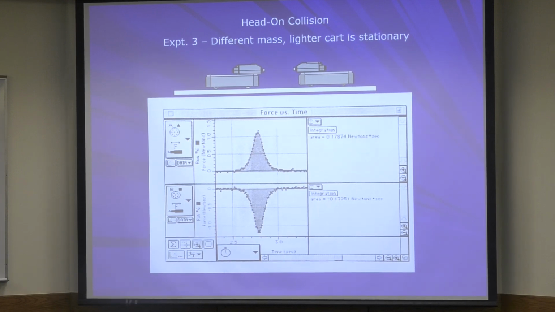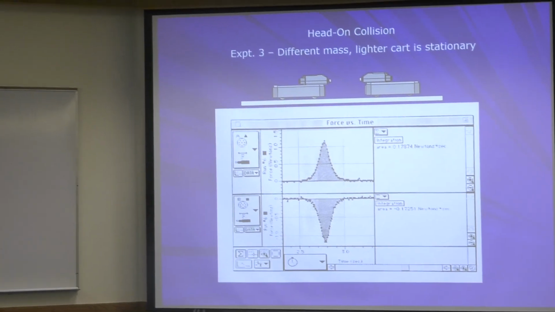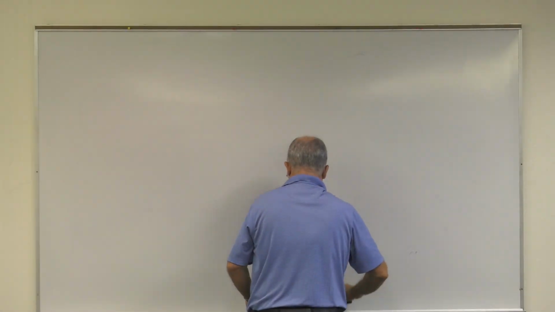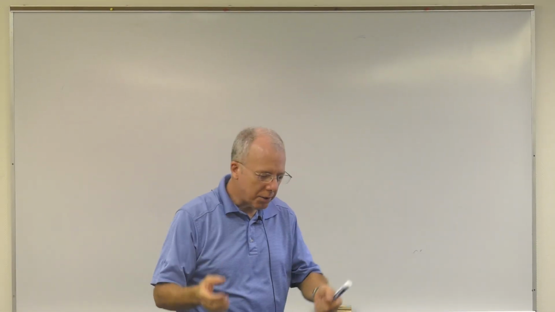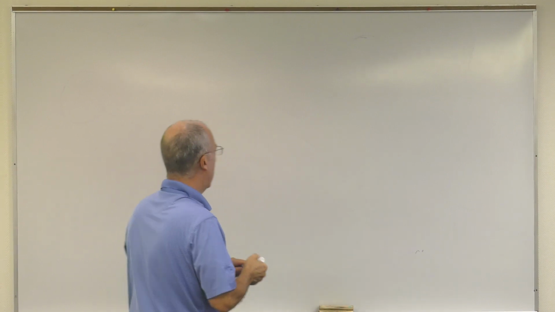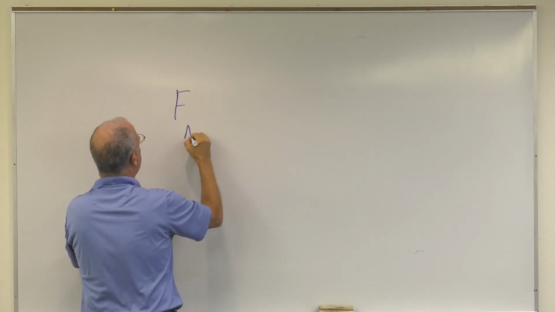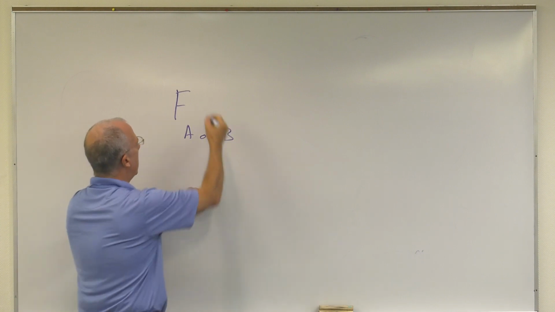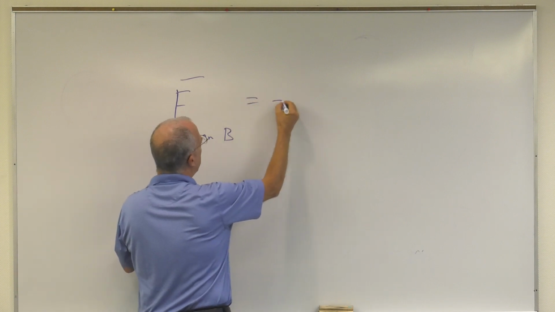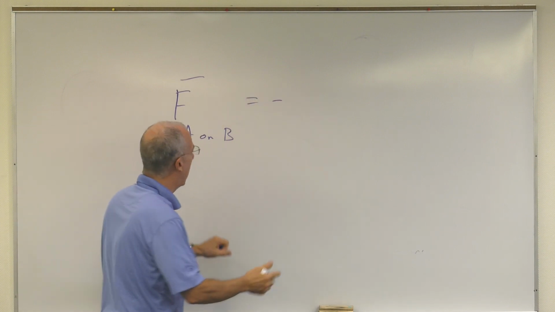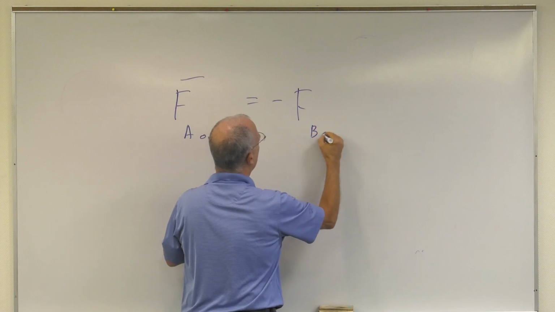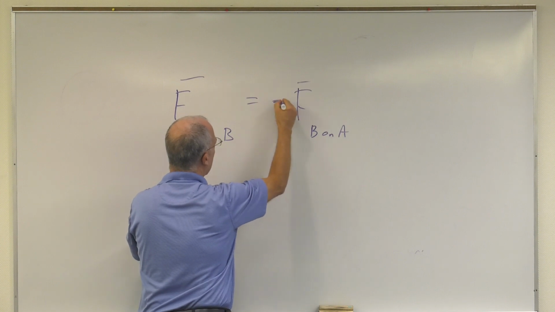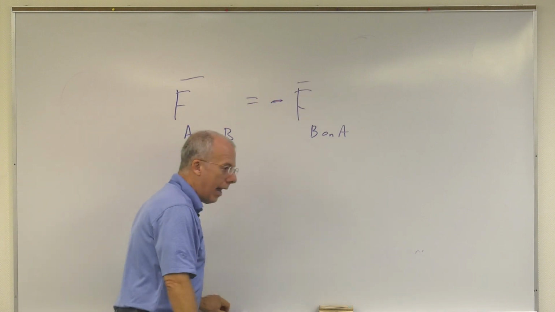Let me write Newton's third law in the easiest way I can think of. A force is an interaction between two objects. If there's a force A on B, the force that object A exerts on object B, then there has to be another member of the force pair, given by B on A. It's really that simple. The same magnitude, opposite direction. That's Newton's third law.